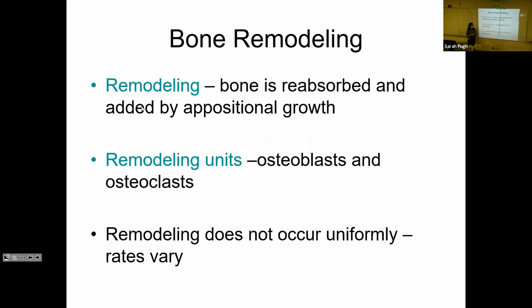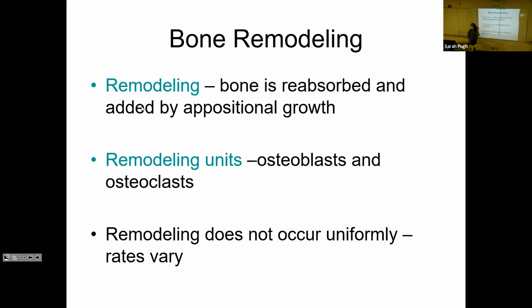I want to walk you through a little bit on the last part of bone growth. So we talked about how the bones form in an embryo. We talked about how your bones grow in length. Now we're going to talk about bone remodeling, which is happening all the time. It happens in children and it also happens in adults, even when they're done growing in length.